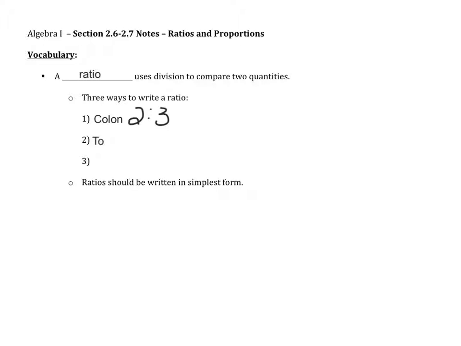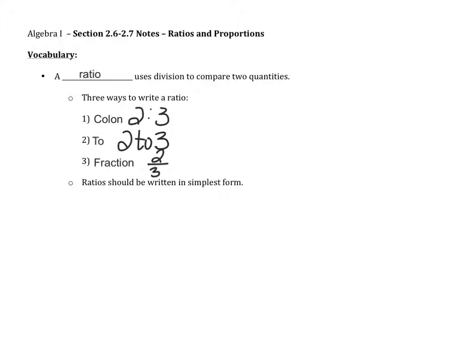Another way to write a ratio is by using the word to. So using the previous example, I could say that the boys to girls in this class are 2 to 3, actually using the word to. And the last way to write a ratio is as a fraction. So here again, using the example from before, I can say that the boys to girls are 2/3 as a fraction like that.